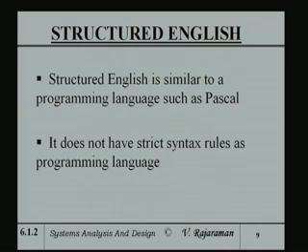Structured English is similar to a programming language like Pascal. In fact, it is closer to Pascal than to C, because C is too concise. Okay, and it does not have, however, strict syntax and semantic rules. In other words, there is no comma or full stop which has got to be compulsory, like in any programming language which is interpreted by a computer, where it is very important to have the proper commas, full stops, dashes, dots, and so on at the right place. If you don't have it, then it's a syntax error. So this doesn't have any syntax rules.